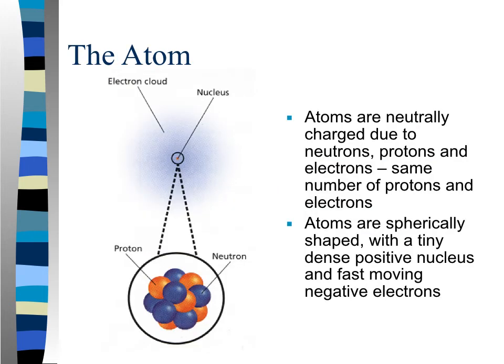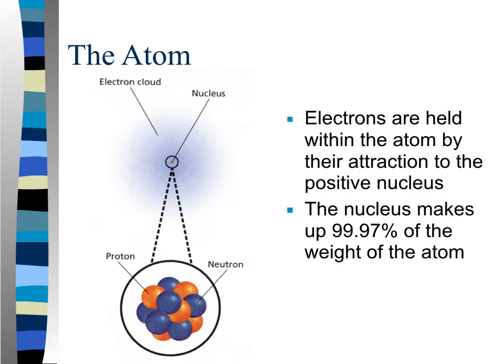All right. The atom. Atoms are neutrally charged due to the protons, neutrons, and electrons. They have the same number of protons and the same number of electrons to even that out. Atoms are spherically shaped with a tiny, dense positive nucleus and fast-moving negative electrons. So the protons and the neutrons are together in the nucleus of the atom, and then the electron cloud around the outside.